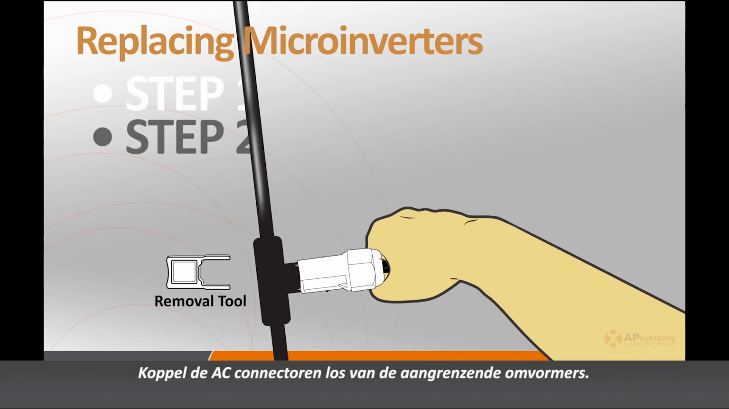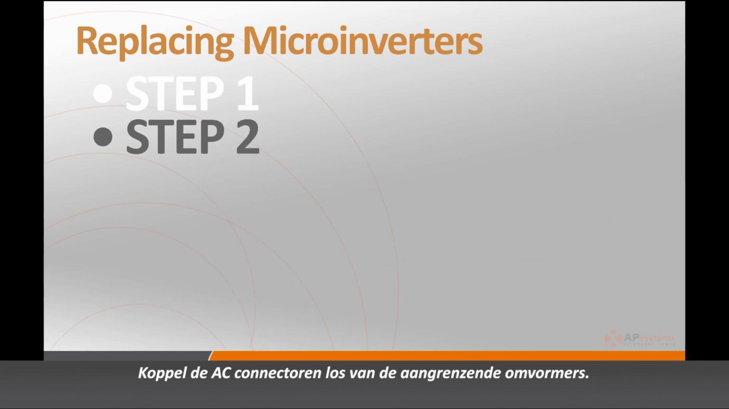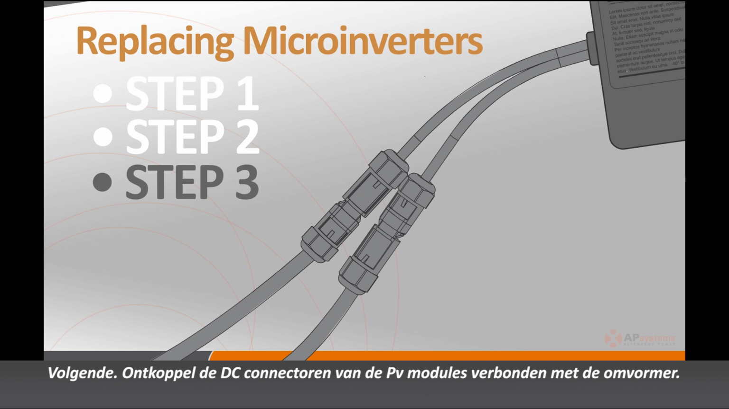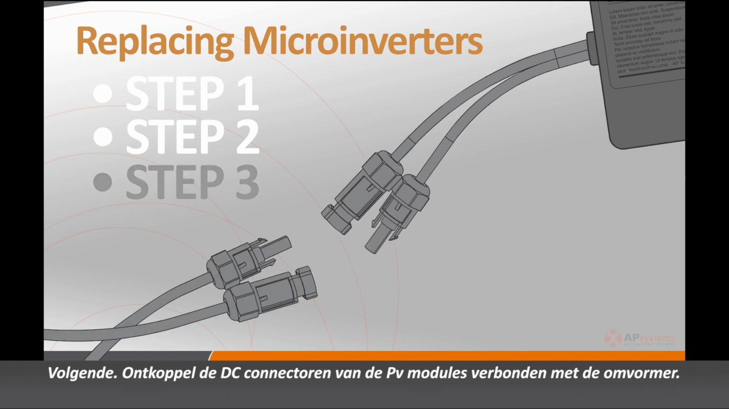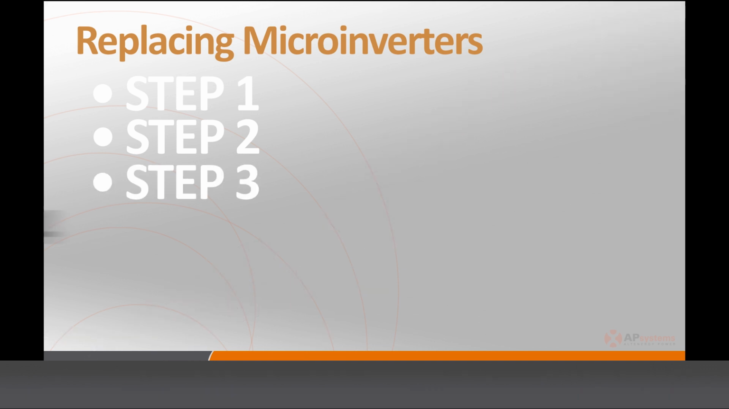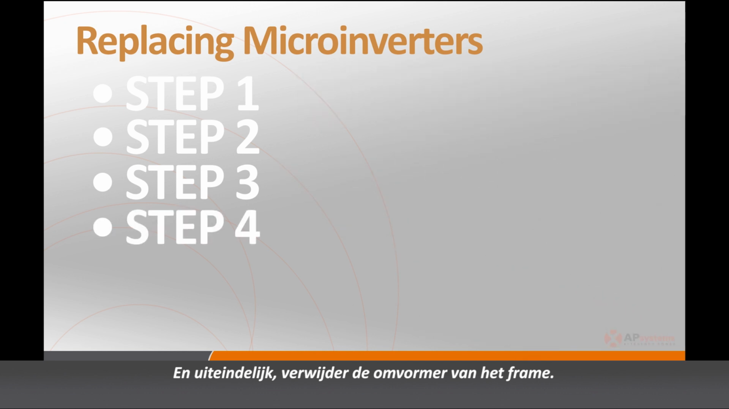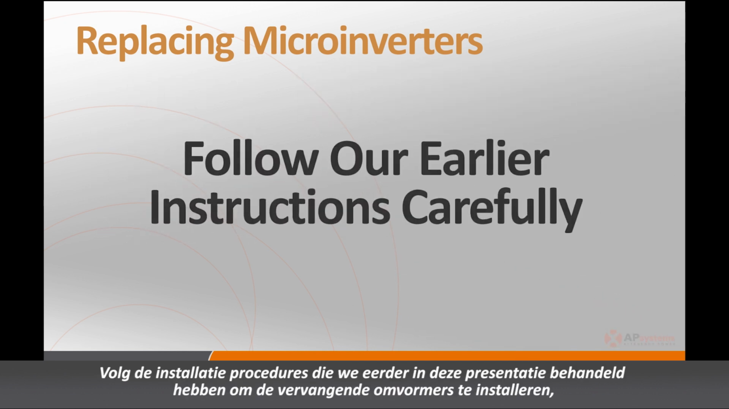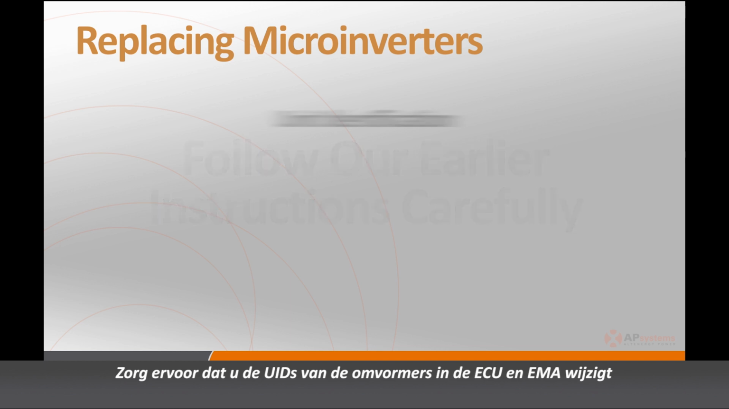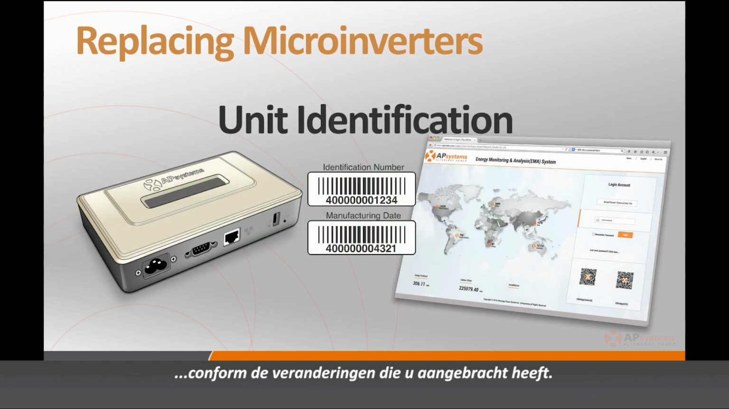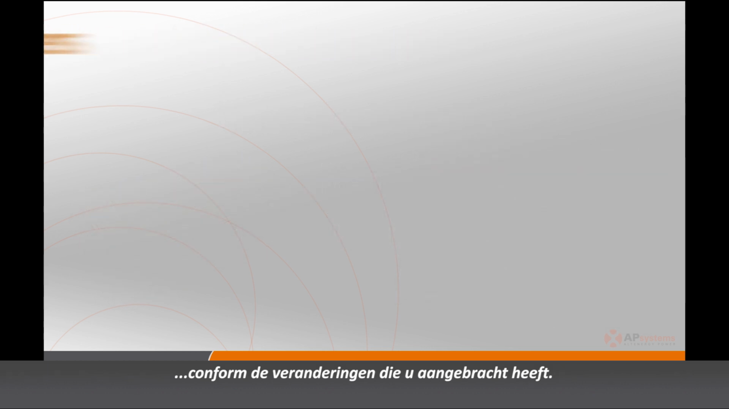Disconnect the AC connectors to the adjacent inverters. Next, disconnect the DC connectors from the PV modules associated with the inverter. And finally, physically remove the inverter from the rack. Follow the installation procedures we've gone over earlier in this presentation to install the replacement inverter, making sure to change the inverter UIDs in the ECU and EMA to reflect the changes you've made.